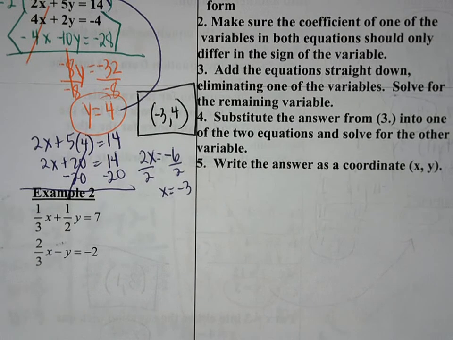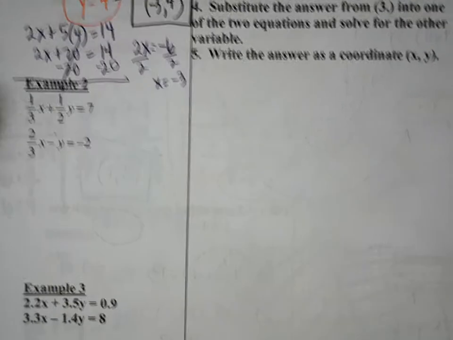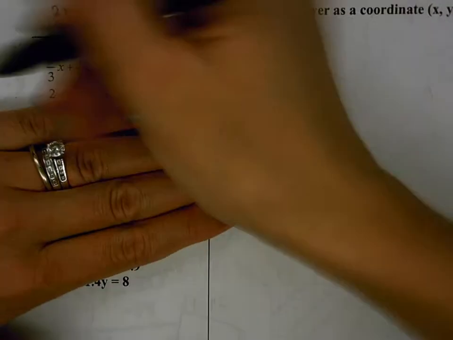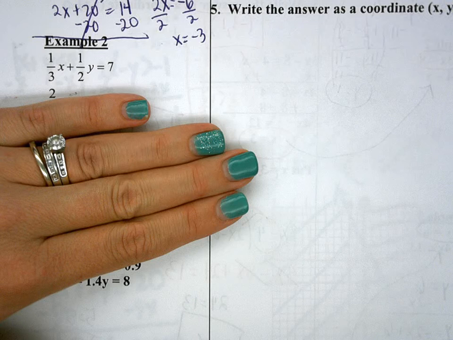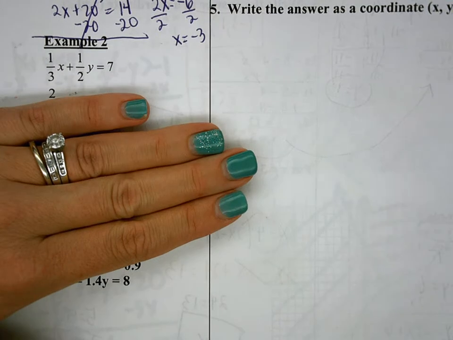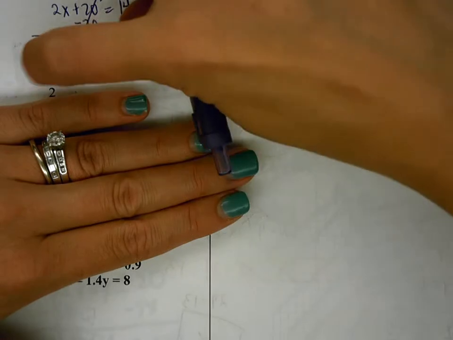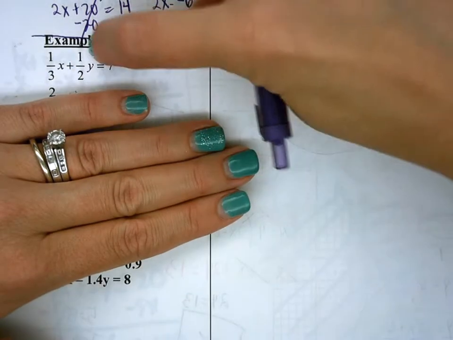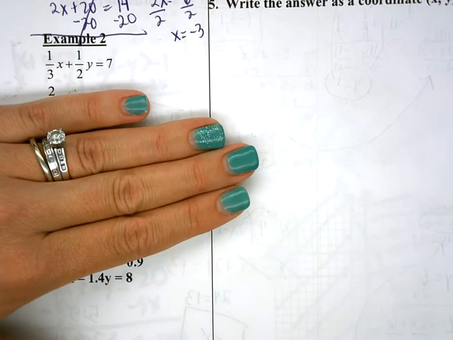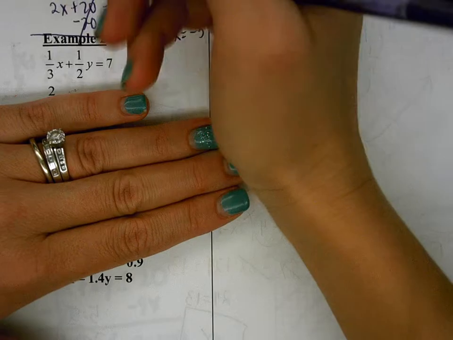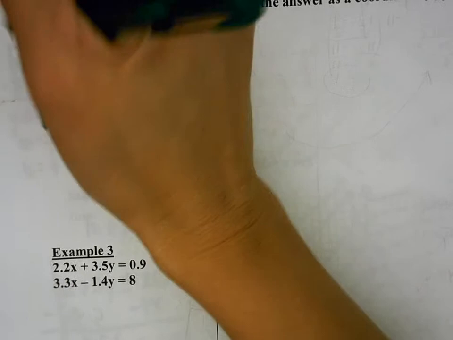Okay. Example 2. What don't we like about example 2? Fractions. Can we get rid of fractions though? Yes. So you always look at each equation separately. So on the first equation, in order to get rid of the fractions, what would I need to multiply by? No. Because if I multiply every single term by 3, is 3 going to get rid of a 2? No. 6. So the common denominator would be 6. So I'm going to multiply every single term in this equation by 6.